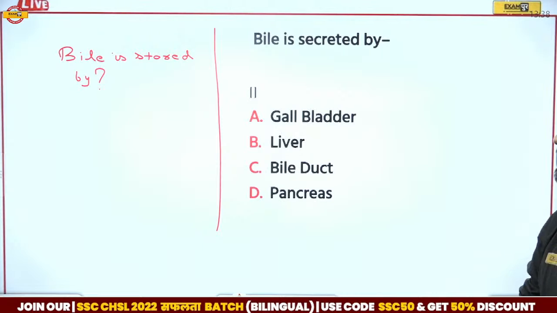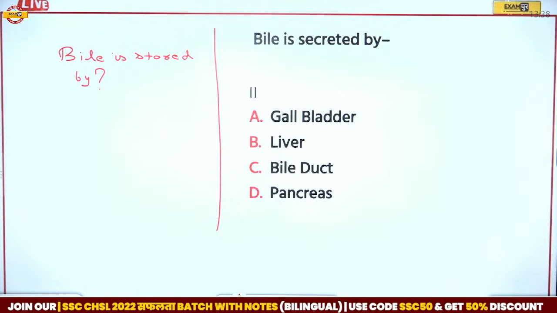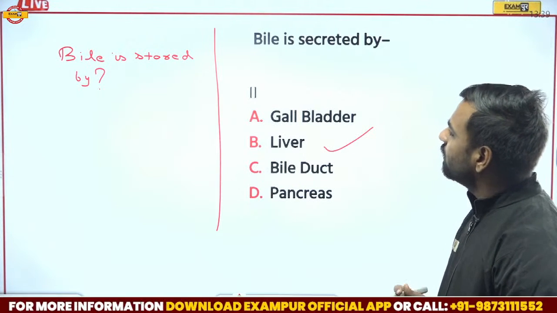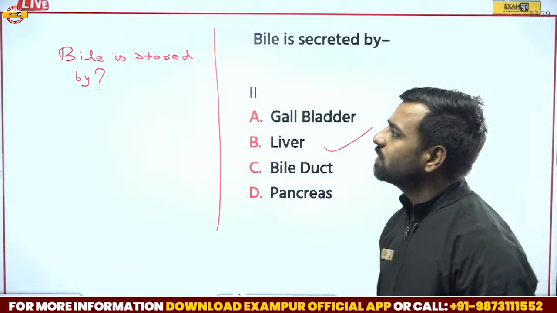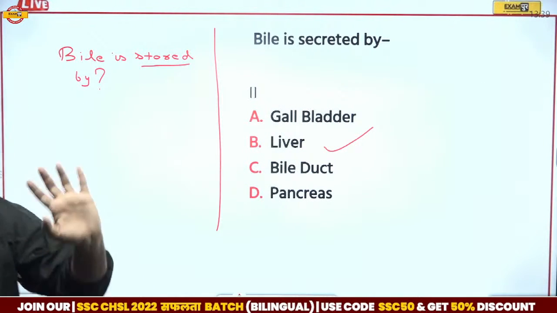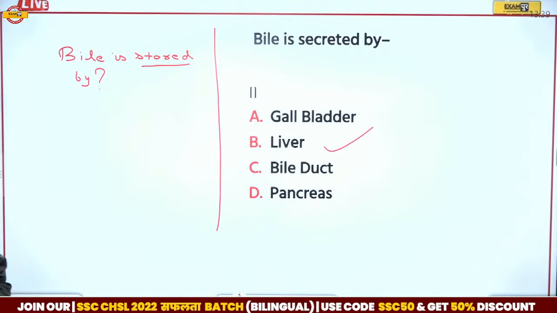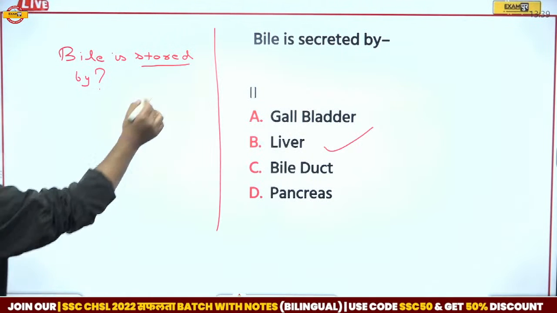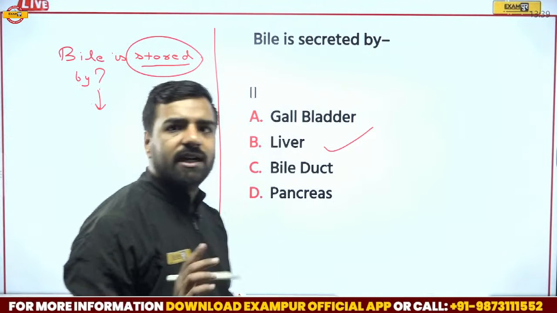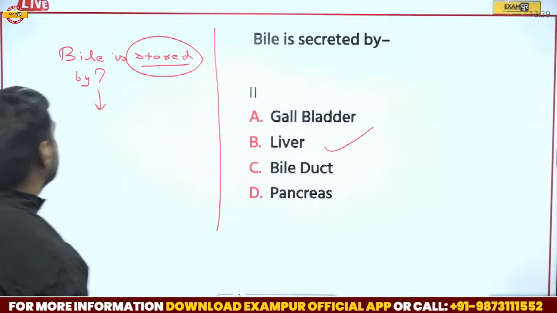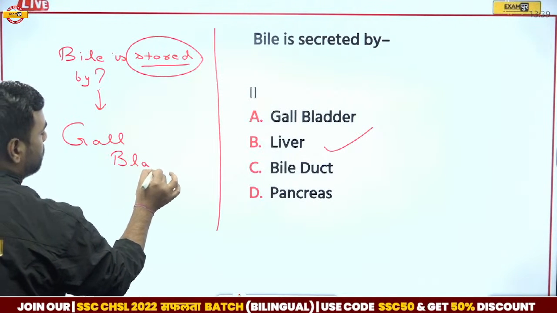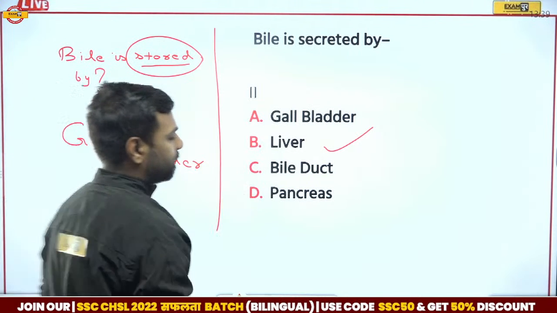So if I talk about bile, bile is secreted by the liver. We are aware of that, right? Now if someone asks you, sir, where is it stored? Can you tell me where it is stored? Totally correct, Kanak. Absolutely correct. But my question is, where is it stored? We have discussed it in the starting of our session. Very good, Kanak. Totally correct. So this is also asked in the examination. We must remember that it is your gall bladder. Okay, let's move forward now.